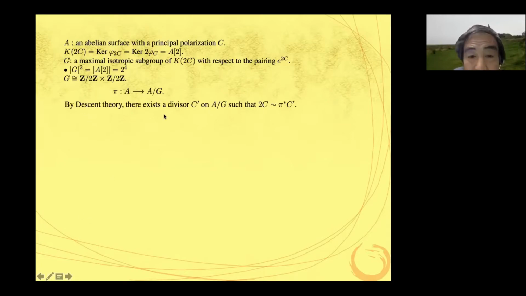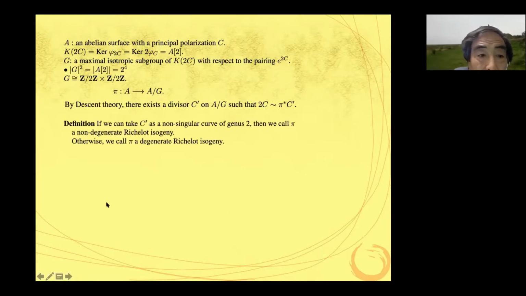And by descent theory, we can find C prime here such that the pullback of this is linearly equivalent or numerically equivalent to 2C. And by definition, if we can take C prime as a non-singular curve of genus 2, then we call pi a non-degenerate Richelieu isogeny.